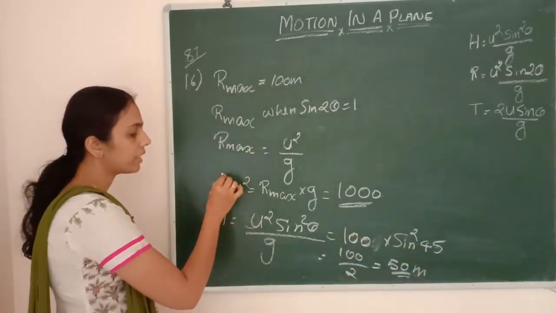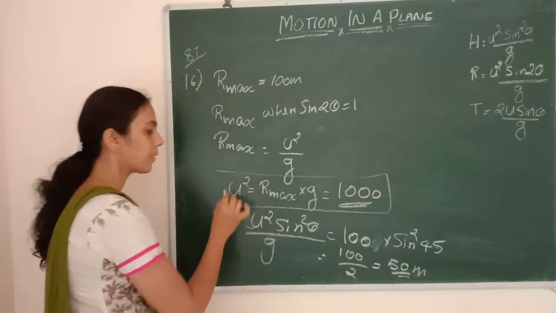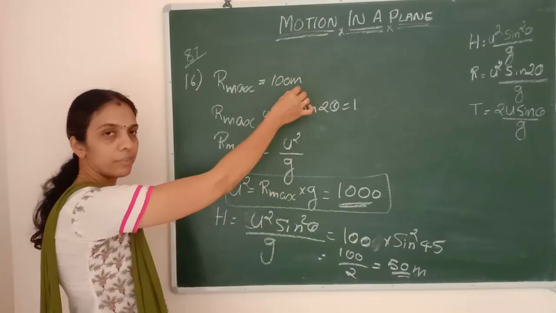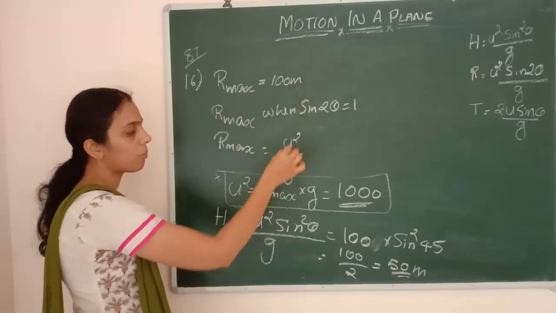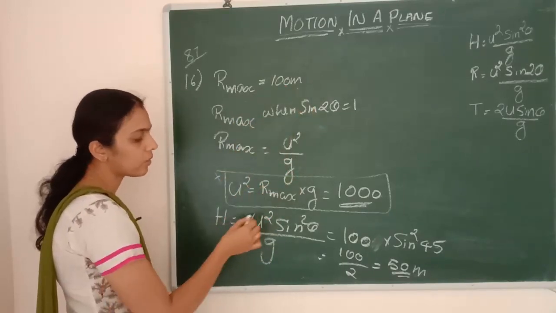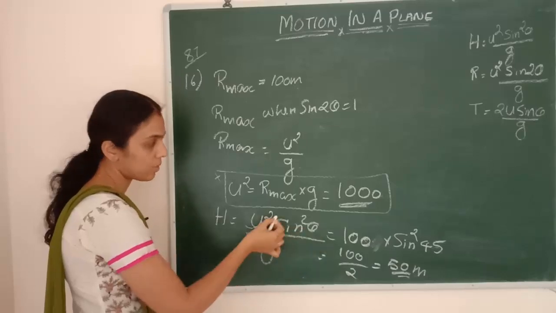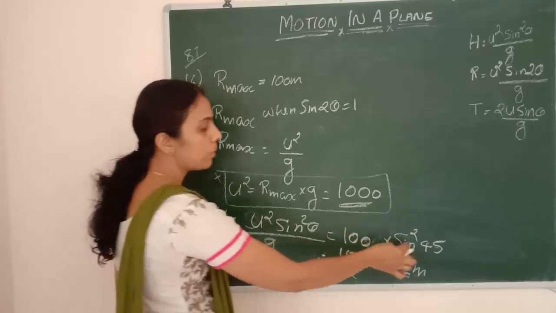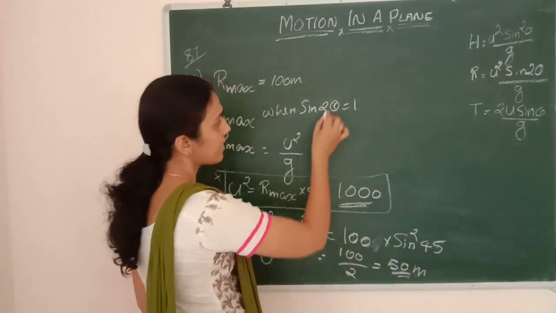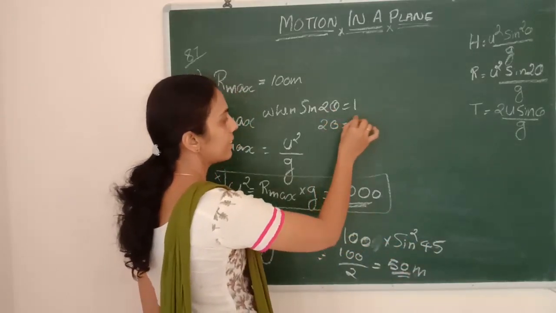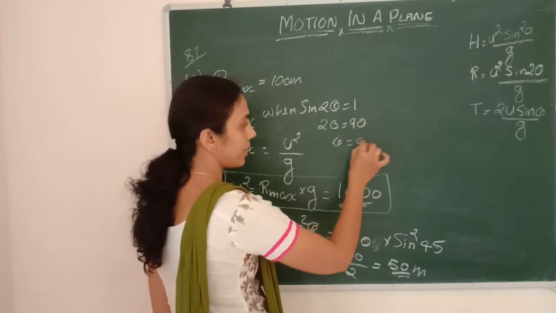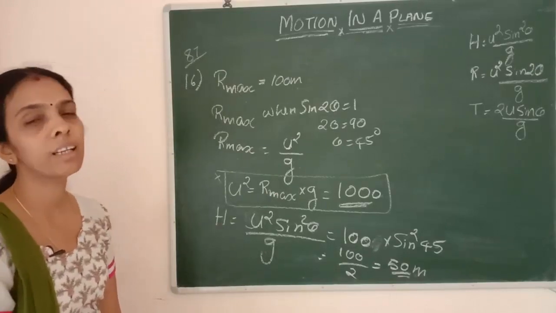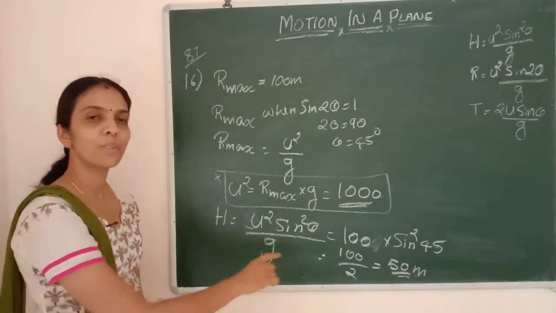So there is no need of finding this one. Even without finding it, we can find the final answer. R maximum is given as 100 meters. R max formula is U square by G. H equals U square by G into sine square theta. So instead of U square by G, we can substitute 100 meters, into sine square 45. Sine 2 theta equals 90 degrees, therefore theta equals 45 degrees. At 45 degrees, the height he will be reaching is 50 meters. Okay, so clear?